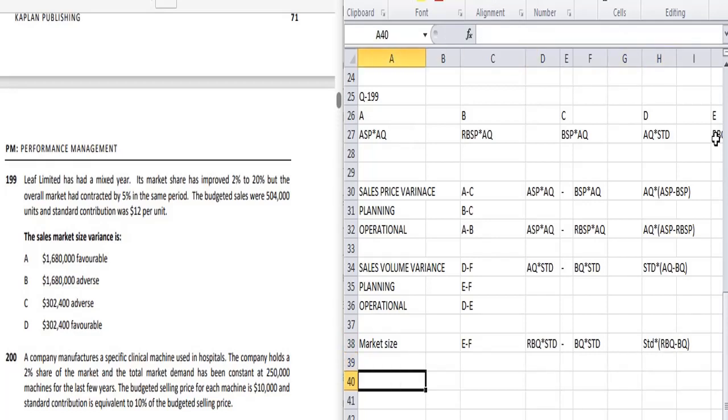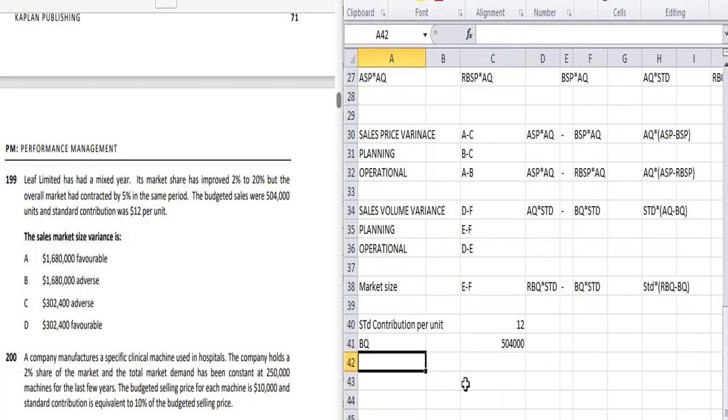So looking in the question, we will find out this value. The market question is the same as before. The standard contribution has been given. It means the company is following a marginal costing system. Contribution per unit is 12. And what we need, BQ is also known, which is 504,000. Now we need a revised budgeted quantity.